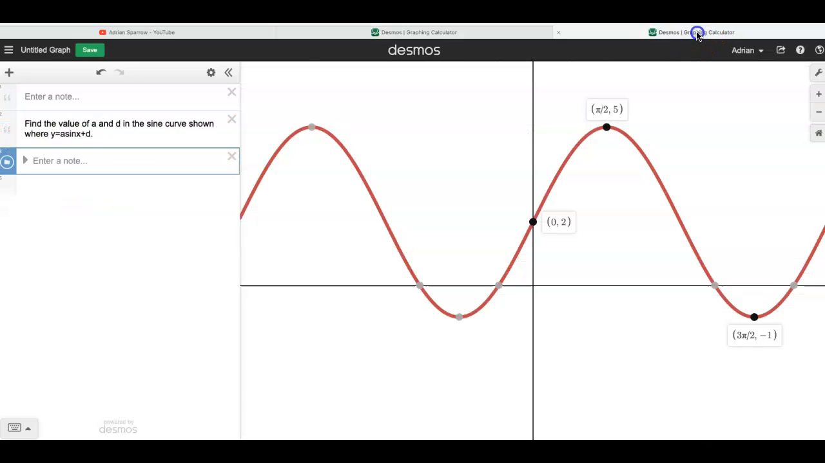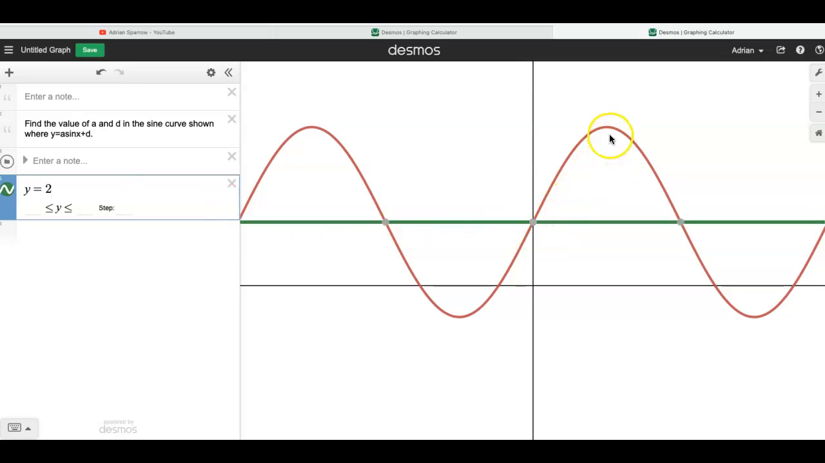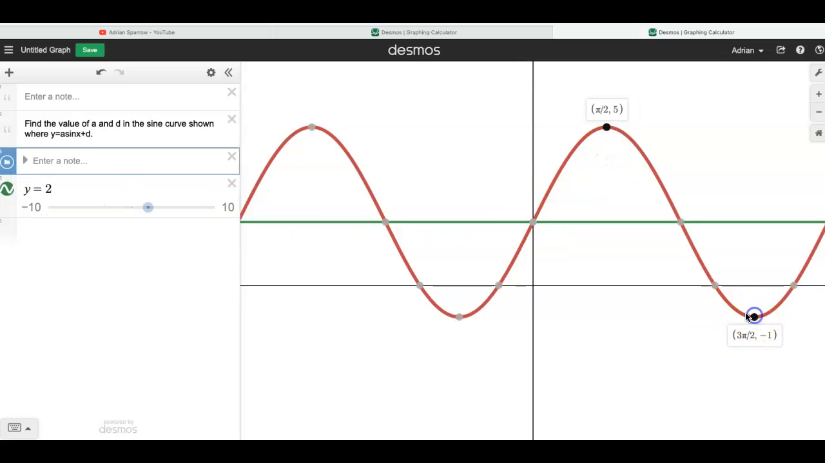So how would we answer a question where we were only given certain information? Here's our curve, and what I do know is the highest point is 5, the lowest point is -1, so the difference is 6. Half of 6 you get 3, so I know that I could put my principal axis at 2 because that's halfway between 5 and -1, and that's 3, so the a value is 3. Let's make a little note here: a equals 3.